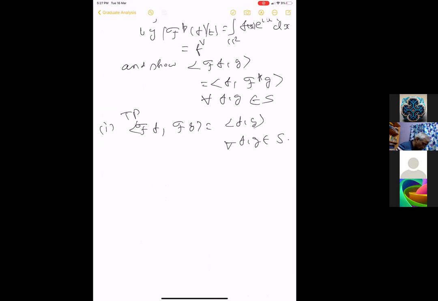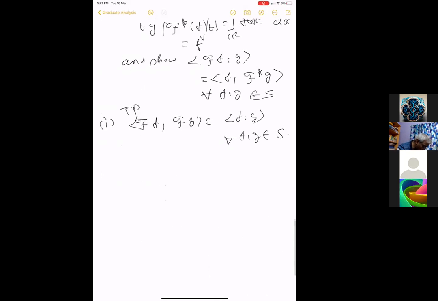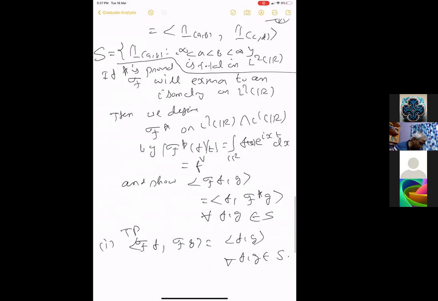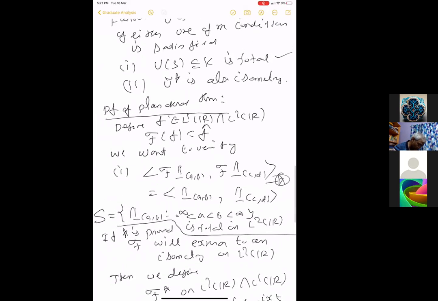So we will do it in several steps. It's easy, but still we will do it in several steps. What is S? S is the set of all indicator functions of intervals.